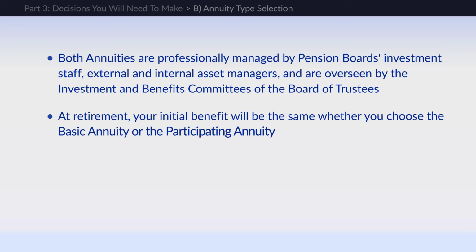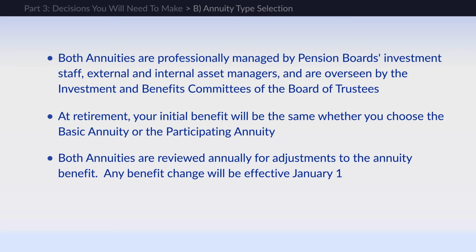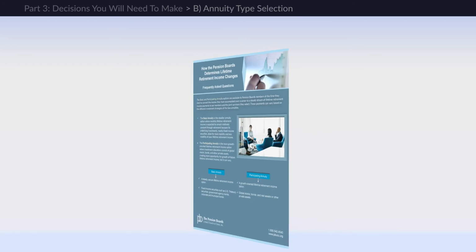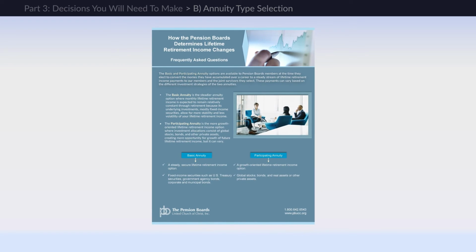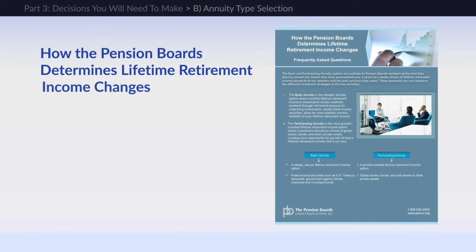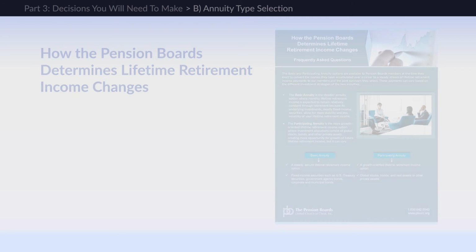At retirement, your initial benefit will be the same whether you choose the basic annuity or the participating annuity. Both annuities are reviewed annually for adjustments to the annuity benefit. Any benefit change will be effective January 1. For more information on how adjustments are determined for the basic and participating annuities, click on the link below this video called How the Pension Board Determines Lifetime Retirement Income Changes.